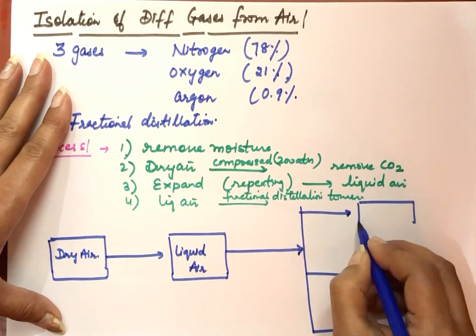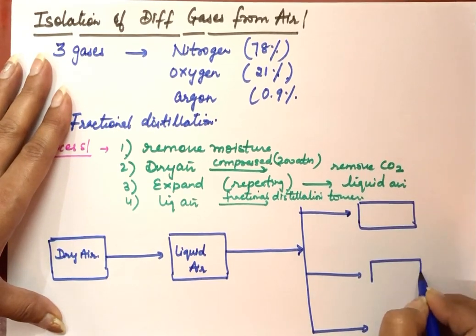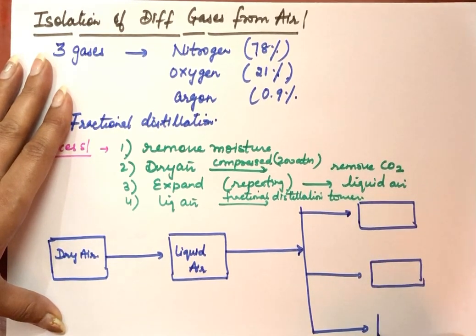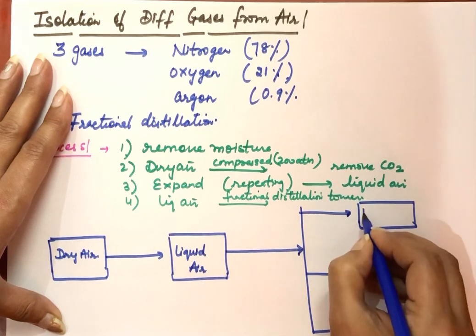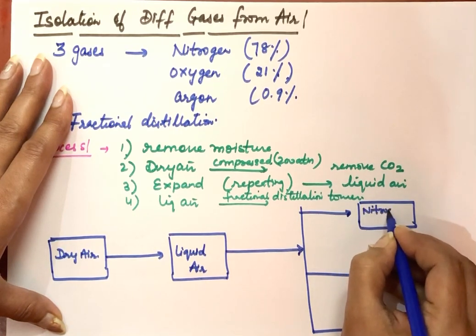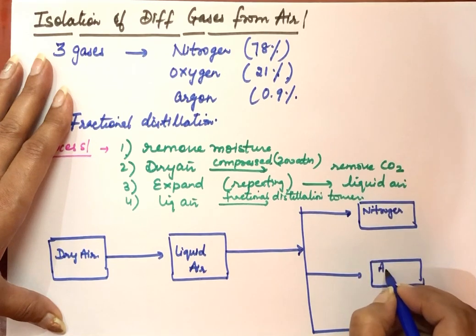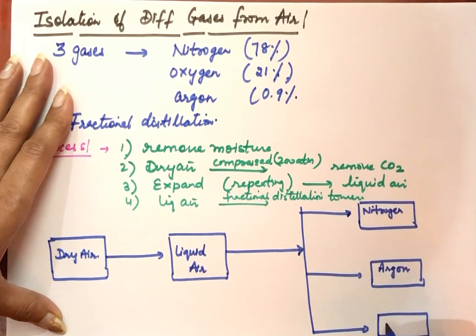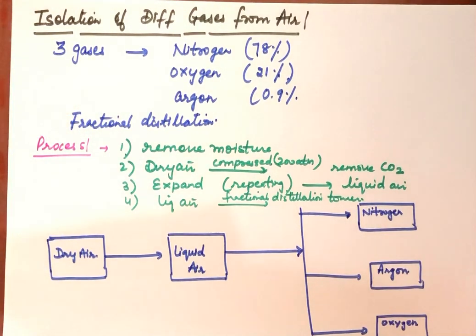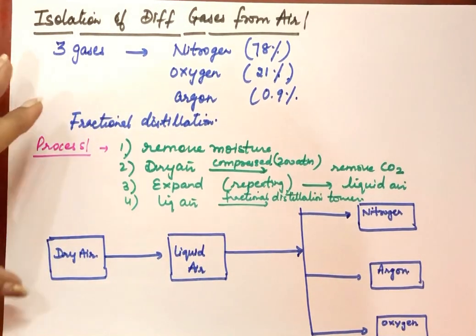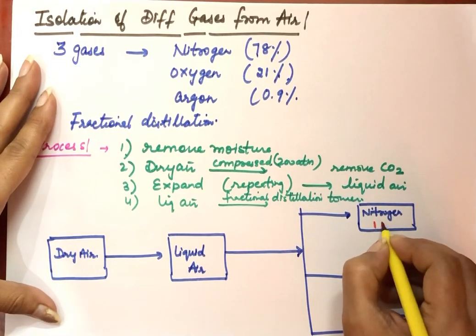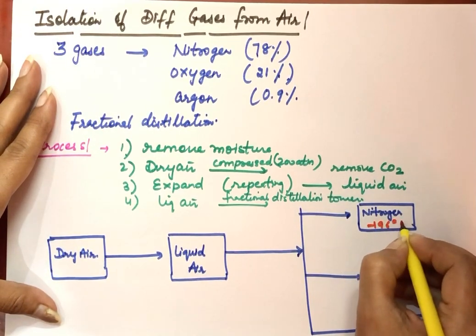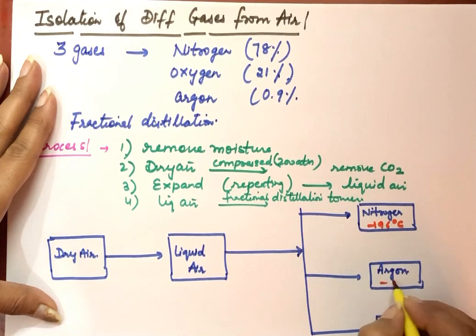The lowest boiling point here is of nitrogen, so on the top part we'll get the nitrogen here, and then we are getting argon, and mainly the residue at the bottom part is of which gas? That is of the oxygen gas. The boiling points of these also we have to learn. It's minus 196 degrees Celsius, minus 186 degrees Celsius, and this is minus 183 degrees Celsius.